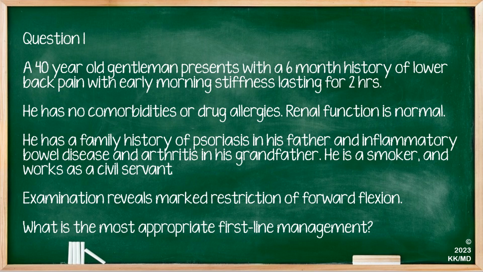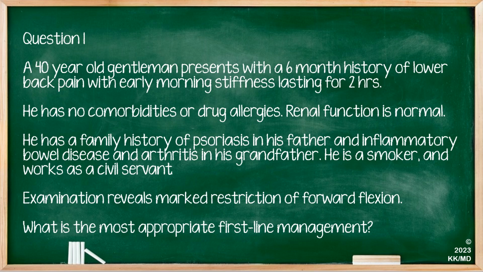He has a family history of psoriasis in his father and inflammatory bowel disease and arthritis in his grandfather. He is a smoker and works as a civil servant. Examination reveals marked restriction of forward flexion. What is the most appropriate first-line management?